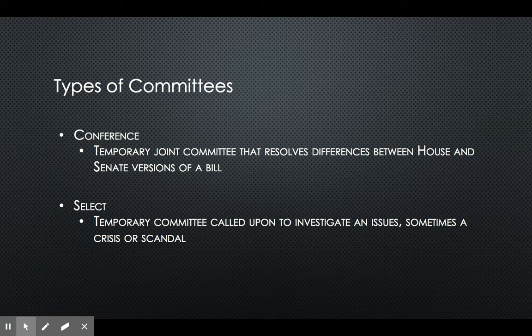And this is a temporary committee that is called upon to investigate an issue, maybe a crisis or a scandal. So they rarely work on legislation. They're going to focus on collecting data, examining potential policy options. An example of a select committee would be the Watergate Select Committee. This committee was formed just to investigate the Watergate scandal with President Nixon. You may also see select committees referred to as special committees.